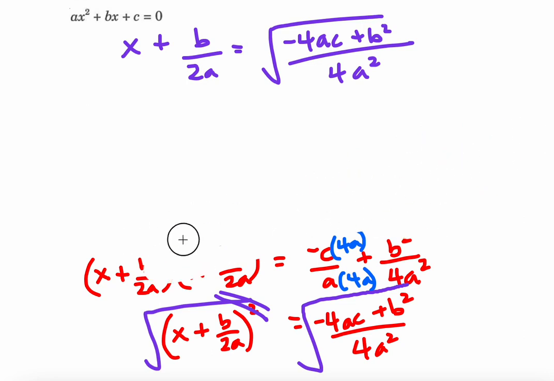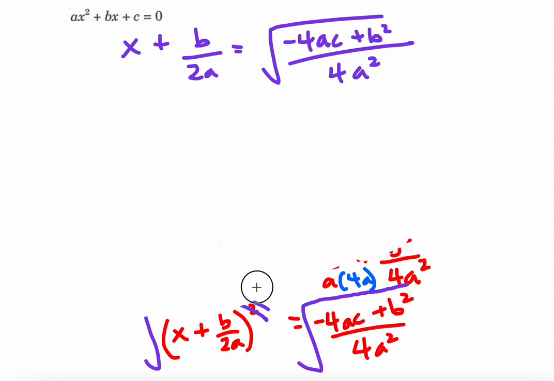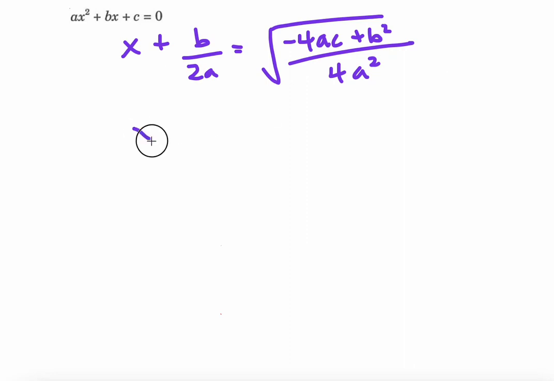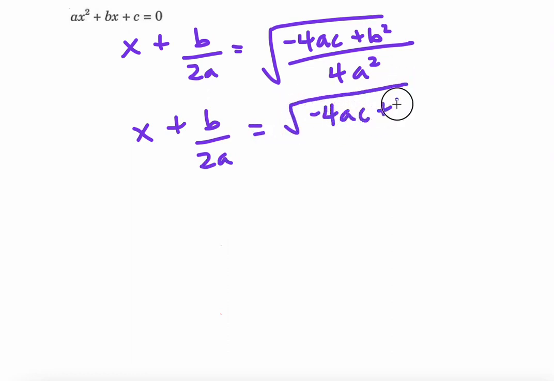And then as I'm erasing, I'm noticing my denominator right here. If it's being square rooted, that actually can be square rooted, right? So I have this copied back over, equals the top. I'm just going to leave that mess, minus 4ac plus b squared, over 4a squared. The 4 can be square rooted to 2, and then a squared can be square rooted to a, right?